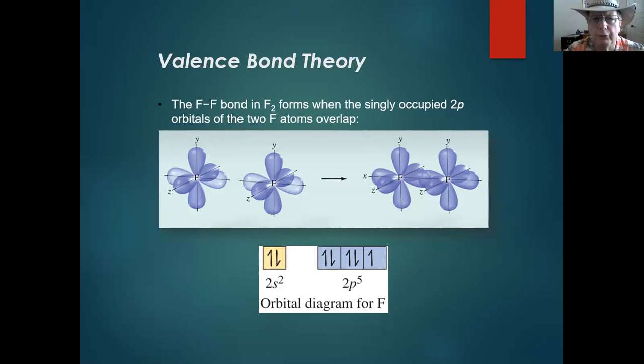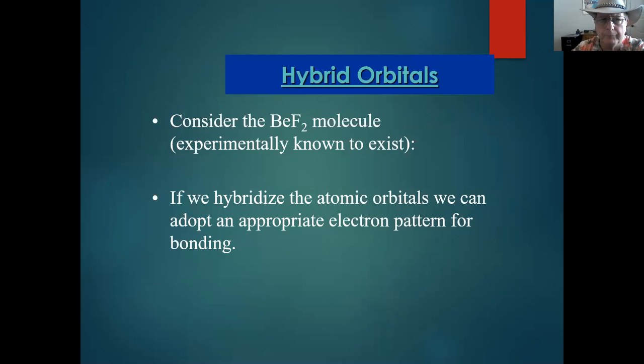So I have two fluorines. They can attack each other straight on because each one of them has one of its p orbitals that's unfilled. So they can attack straight on and we can have a linear molecule. But we have BeF2. We know experimentally we can determine that BeF2 exists. We have to get two unpaired electrons on beryllium in order for this to happen.